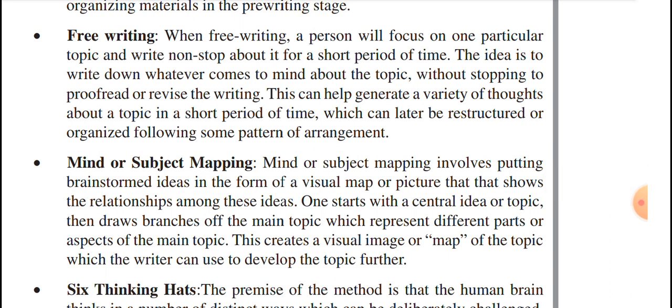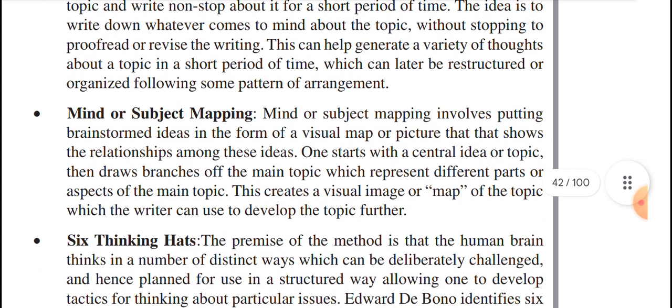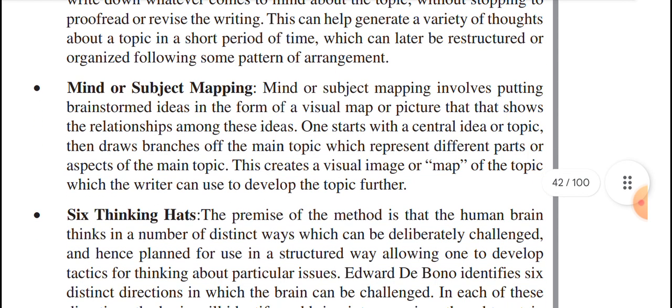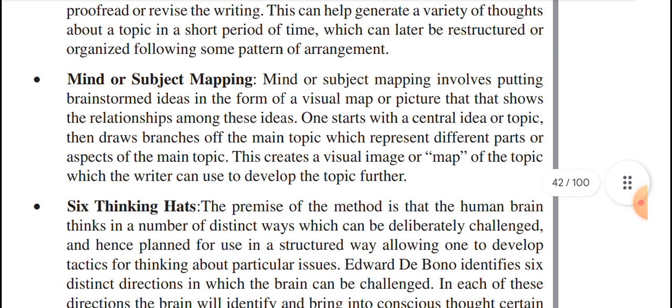Mind or subject mapping. Mind or subject mapping involves putting brainstormed ideas in the form of a visual map or picture that shows the relationships among these ideas. One starts with a central idea or topic, then draws branches of the main topic which represent different parts or aspects of the main topic. This creates a visual image or map of the topic, which the writer can use to develop the topic further.